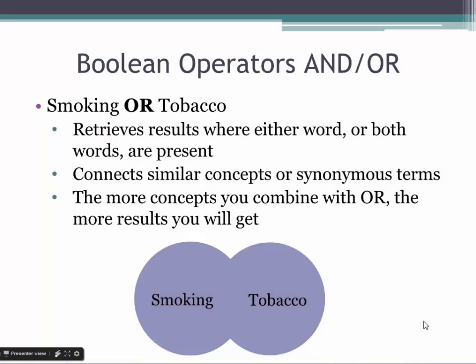The Boolean operator OR retrieves results where either word or both words can be present, and it usually connects similar concepts or synonymous terms. So thinking about adolescent or teen or youth, you're really connecting those similar concepts. Like I said, the more concepts you combine with OR, the more results you get, because it's looking for the occurrence of any of those words and not just both. So if you did a search for smoking OR tobacco, you get a set of search results back that were on either of those terms, or possibly had both of those terms in it as well.